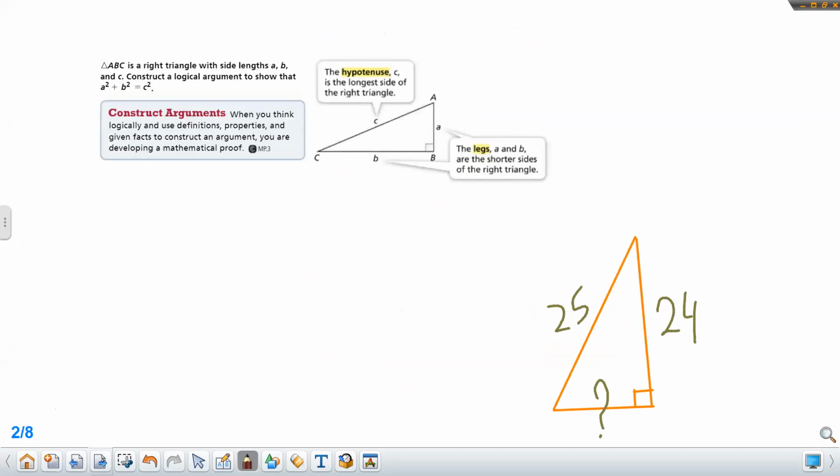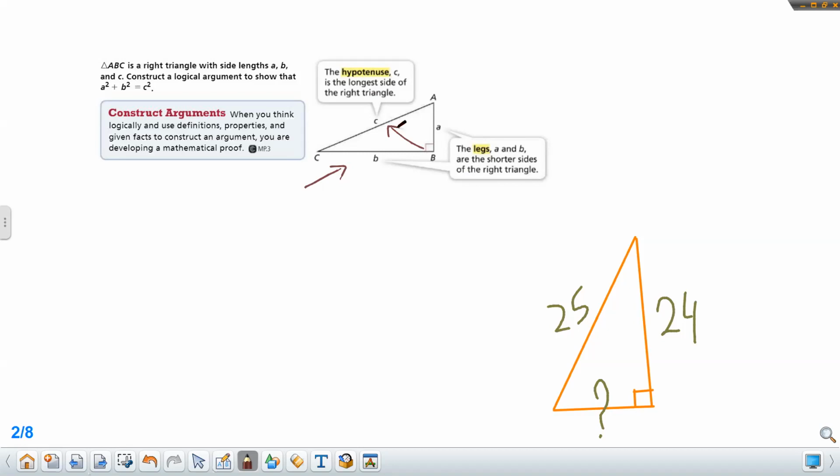For example, if you have a triangle like ABC and you have a right angle, which is angle B, the opposite side is called the hypotenuse. The hypotenuse is the long side of the right triangle. And what is the Pythagorean theorem?